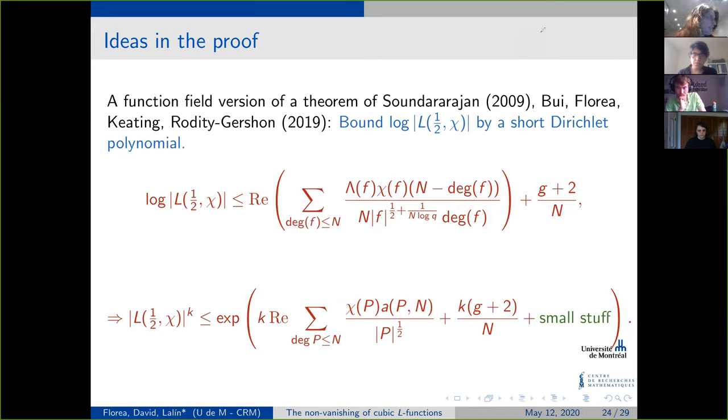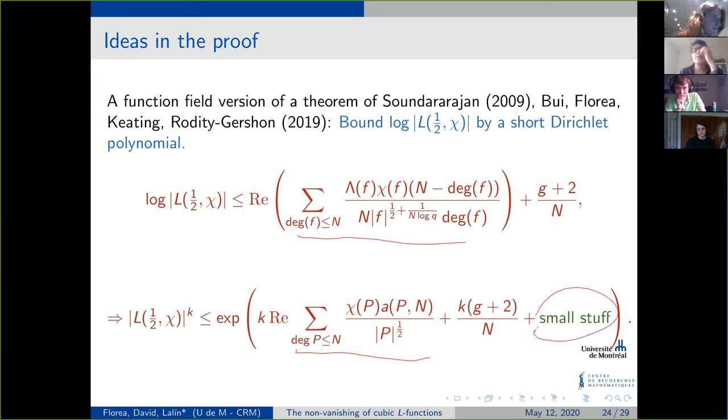And then, if I take the exponential, I can get a bound for the log of the k-th power of L. And in here, I'm also doing some other estimate. It turns out that the main term that contributes to this sum is the sum over only the primes. Here I'm just writing the primes, which are the monic irreducible polynomials, and all the other things I can actually put together as small stuff.